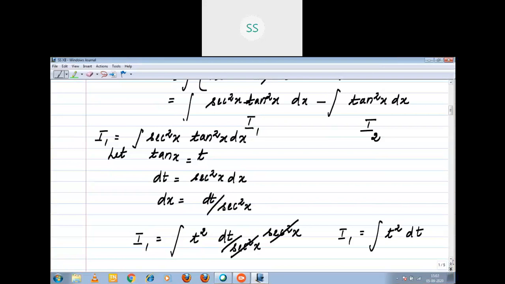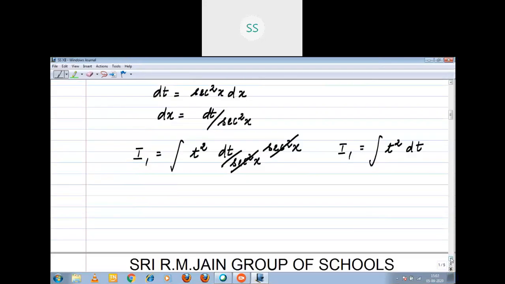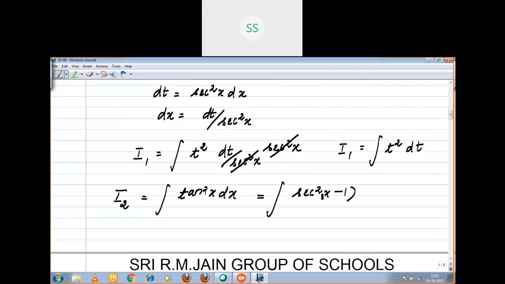Now I am going to move to I2. I1 I simplified. I2 I am going to simplify, right? I2 equal to integral tan square x dx. Here I am going to apply the identity, that is secant square x minus 1 into dx. Now integral secant square x dx minus integral dx.